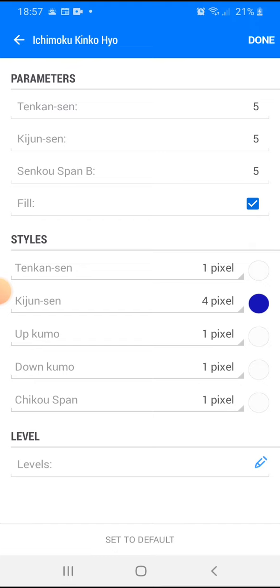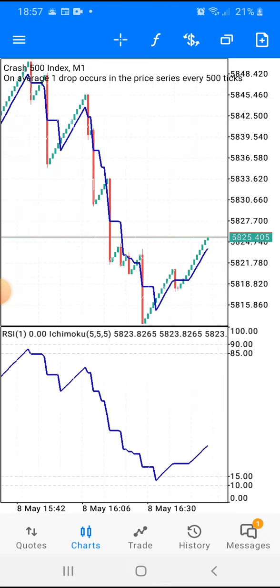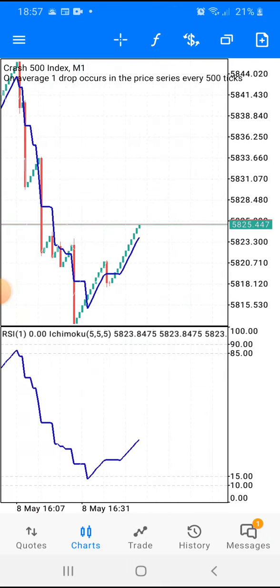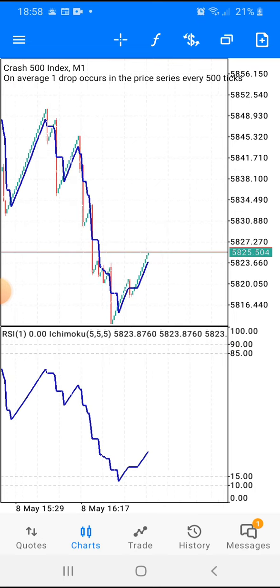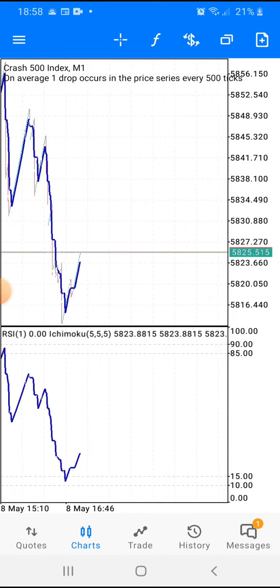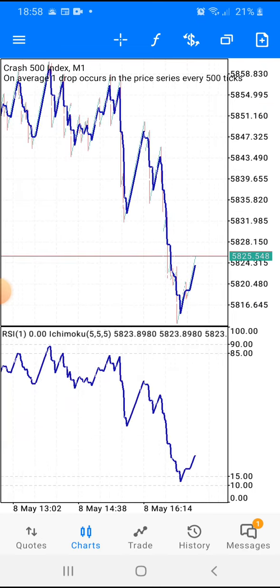And you just have to be careful on the styles. Make sure that the Kijun-sen is the one with your chosen color. Then all the other lines must have the color of the background. Then when you're done, you click done, then you're done. So here you can see that I now have my indicators and the strategy is on. So that's how simple this strategy is.